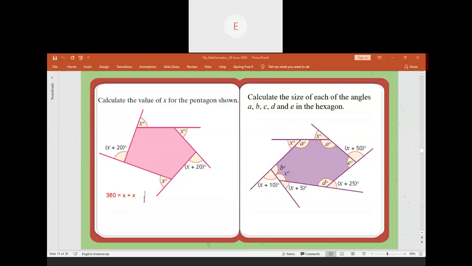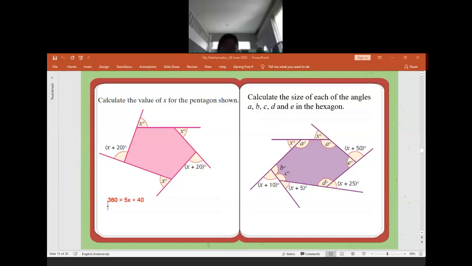Is it okay if I directly write it as 5x? Is there anyone who will get confused? No. Okay, then I will directly write 360 equals 5x plus 40. Later the 40 will move to the other side.